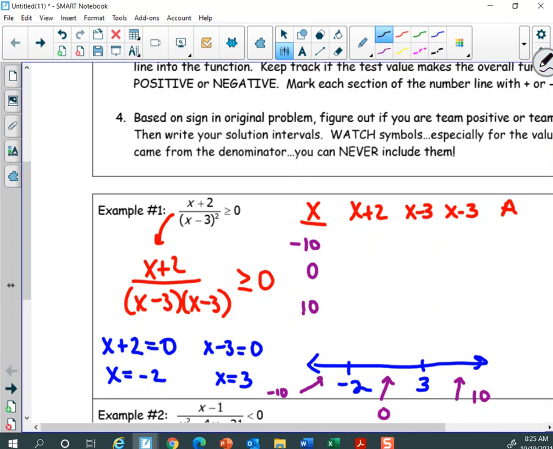So the x plus 2, that's negative when x is negative 10. It'll become positive for 0, and so it'll be positive when you put in a 10.